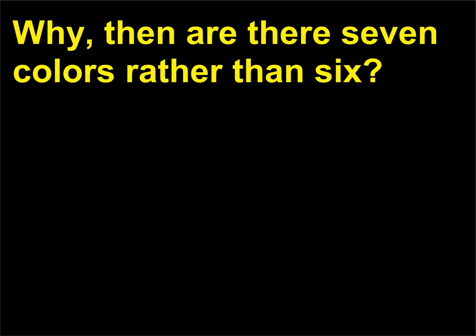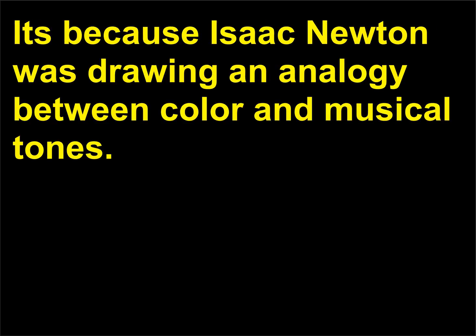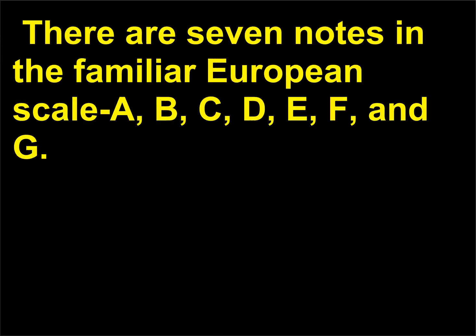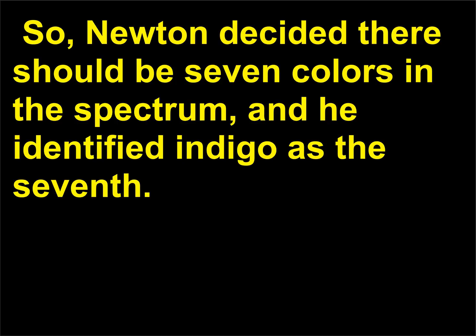Why, then, are there seven colors rather than six? It's because Isaac Newton was drawing an analogy between color and musical tones. There are seven notes in the familiar European scale A, B, C, D, E, F, and G. So, Newton decided there should be seven colors in the spectrum, and he identified indigo as the seventh. So don't be too disappointed if you can't see it.